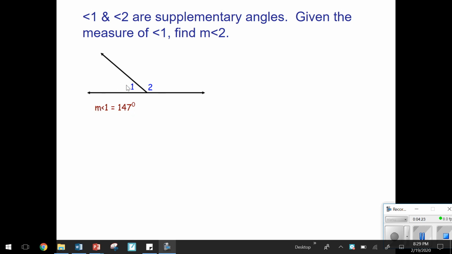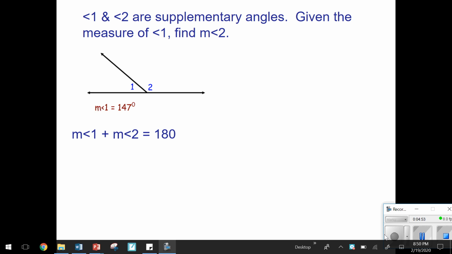Look at this though. Angle 1 looks like an acute angle to me. Now this is the great thing about geometry, is that you can't go by what it looks like. You have to be going off of what you've been told. So even though to my eye it looks like angle 1's acute, I have to assume it is not, because they told me that it's 147 degrees. Now we're going to do the same thing here. We're going to add these two up, and this time they're going to equal 180.